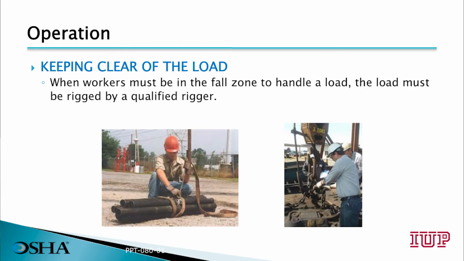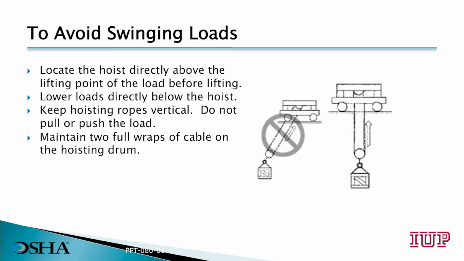When workers must be in the fall zone to handle a load, the load must be rigged by a qualified rigger, and tag lines should be used. To avoid swinging loads, locate the hoist directly above the lifting point of the load before lifting. Lower those loads directly below the hoist. Keep all hoisting ropes vertical. Do not push or pull on that load. Always maintain 2 full wraps of cable on the hoisting drum.